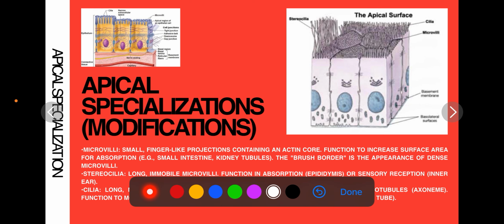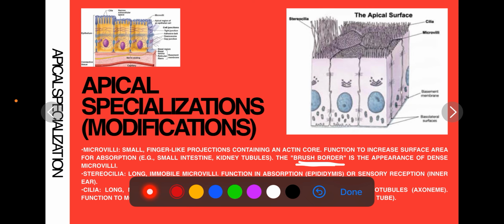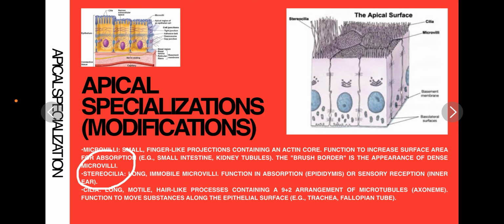I'm going to use a pen to make it easy for you. We are here, and there's something called the brush border, like this one you see here. Okay, this is a brush border, right? It's apparent for you, isn't it? So this is the appearance of dense microvilli. When we have many microvilli like this, it's called brush border. You will find this in the intestine microscopically.